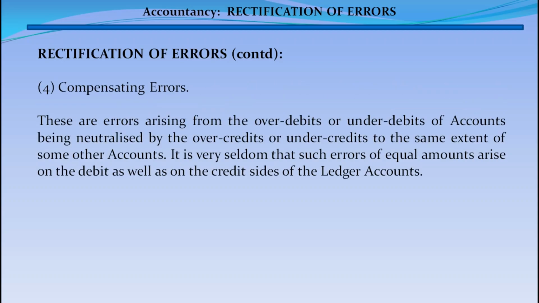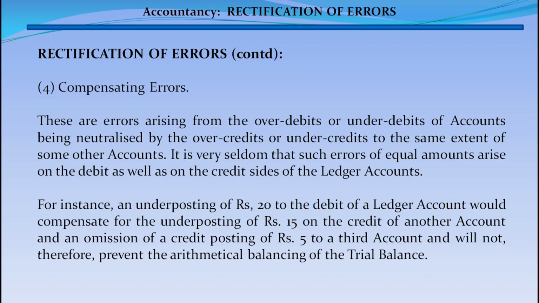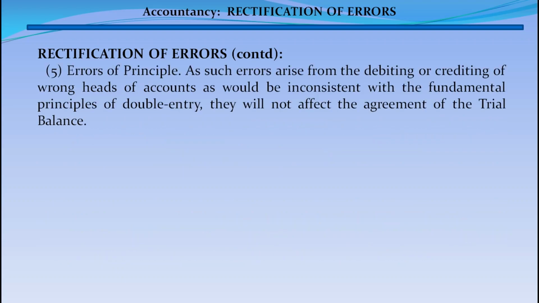4. Compensating errors. These are errors arising from the over debits or under debits of accounts being neutralized by the over credits or under credits to the same extent of some other accounts. It is very seldom that such errors of equal amounts arise on the debit side as well as on the credit side of the ledger accounts. For instance, an underposting of rupees 20 to the debit of a ledger account would compensate for the underposting of rupees 15 on the credit of another account, and an omission of credit posting rupees 5 to a third account, and it will not therefore prevent the arithmetical balancing of the trial balance.